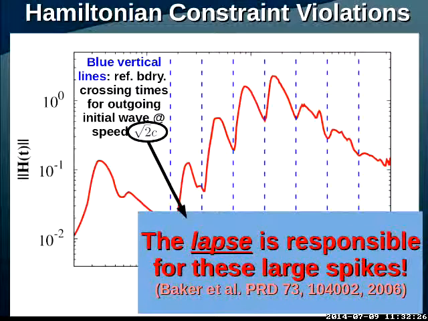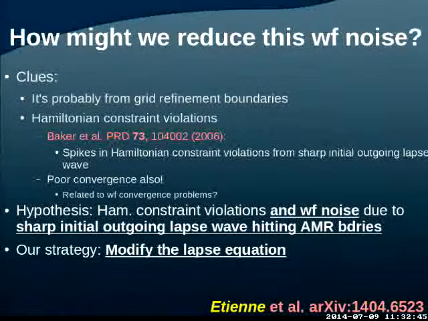Right. So we think that the lapse is responsible for the outgoing lapse wave, given its propagation speed and the timing of these bumps in our Hamiltonian constraint violation, L2 norm versus time. We were fairly confident that the lapse is behind this. So we focus our efforts on modifying the lapse equation.